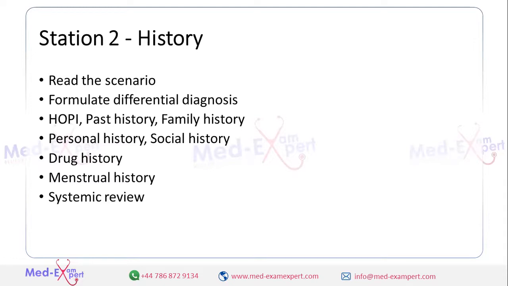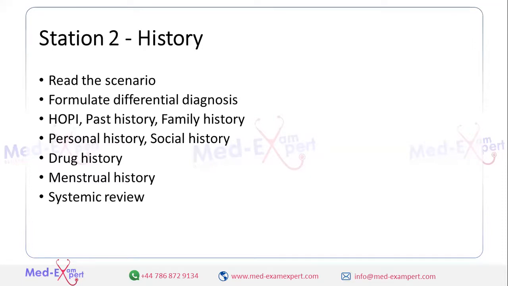In addition, you can always ask either the surrogate or the patient what anything you have missed. So you can always ask, have we missed anything while discussing your condition. You can always ask these questions in between. Make sure that you listen to the patient and ask open questions. The examiner wants you to ask open questions in the beginning.